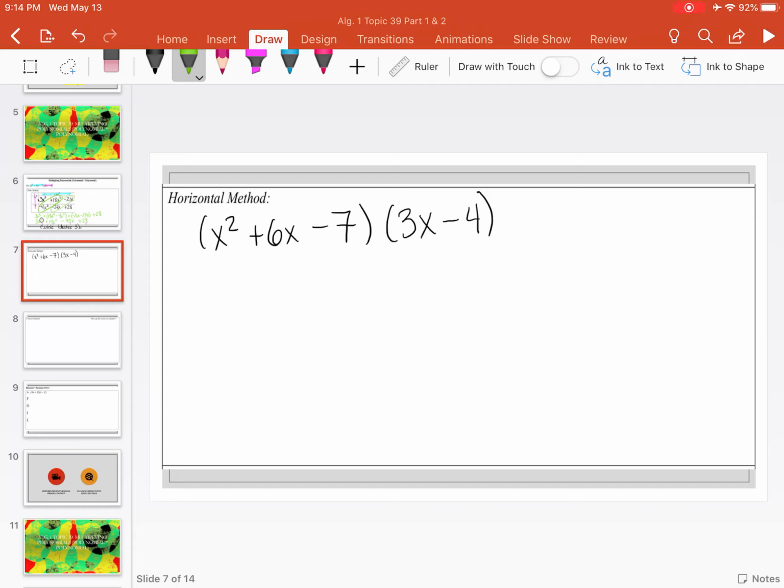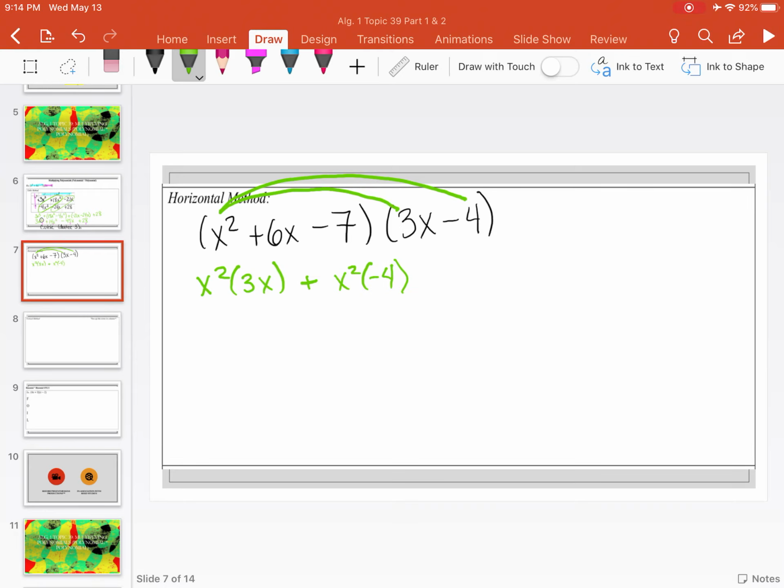So I'm going to start with my distributive property and start with one color. I'm going to take the first term that I see, this x squared, and distribute it to the first term of the other polynomial. When I'm doing this, I'm multiplying them together. Then I'm also going to distribute that x squared to the negative 4. So if I rewrite this, I'll have x squared times 3x plus x squared times negative 4.